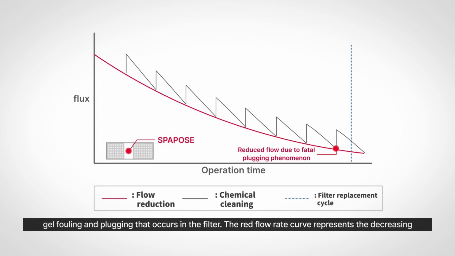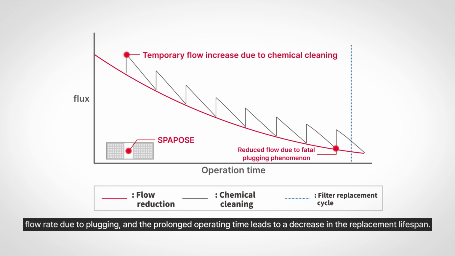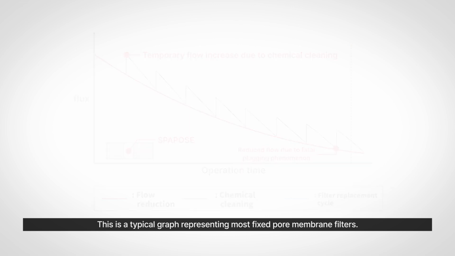The red flow rate curve represents the decreasing flow rate due to plugging, and the prolonged operating time leads to a decrease in the replacement lifespan. The black jagged flow rate curve above the red curve represents the temporary recovery of the flow rate that occurs when the gel fouling is treated with chemical cleaning. This is a typical graph representing most fixed-pore membrane filters.